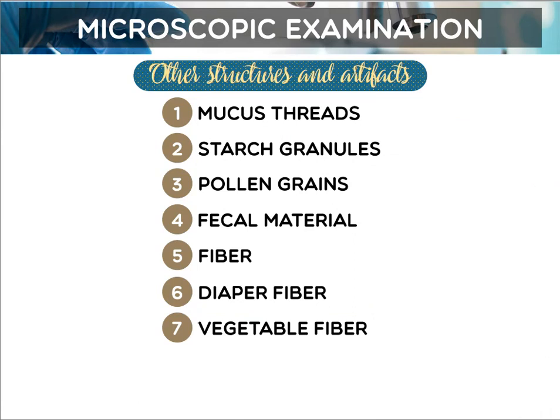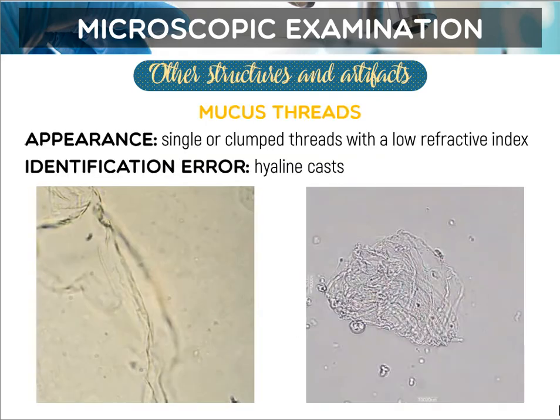So, let's proceed with the other structures and artifacts in your microscopic exam. Usually these are contaminants, just extras. First up, we have your mucus threads. Appearance is single or clumped threads with a low refractive index, so they can be mistaken as hyaline casts. While working in the lab, I had a hard time with hyaline casts versus mucus threads, because at first you think there is none, but when my colleague looked, there were many. I had difficulty identifying mucus threads. But one thing my colleague told me is that if you see something dirty or tentacle-like, those are your mucus threads.